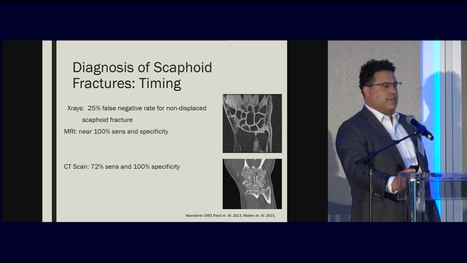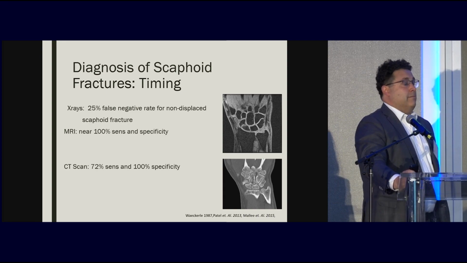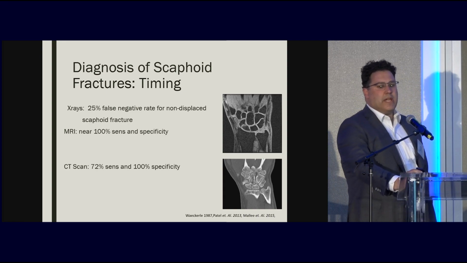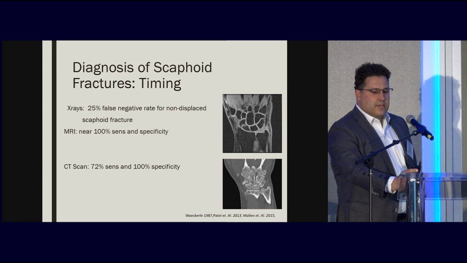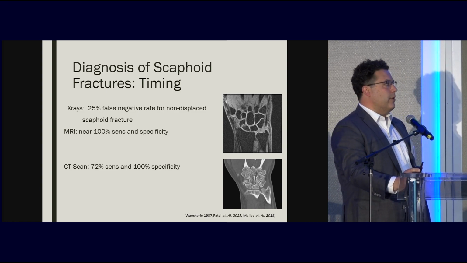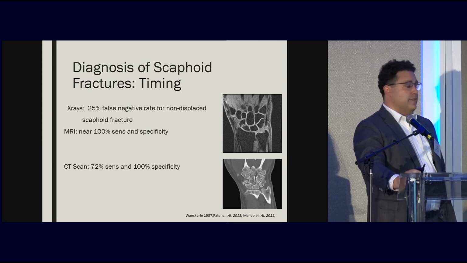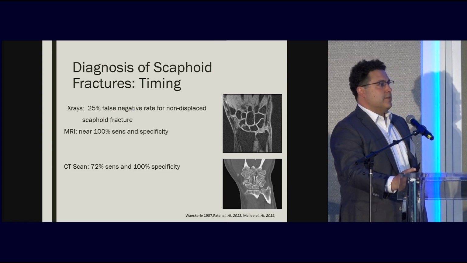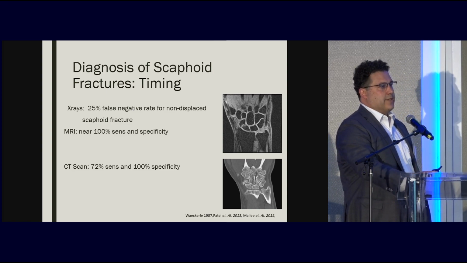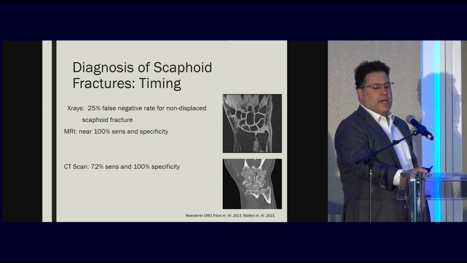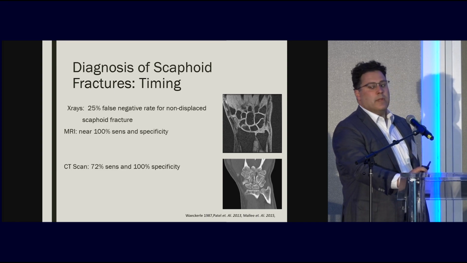So when somebody comes into the ER and they've fallen onto the wrist and they have pain in their wrist and they continue to have pain, you're probably gonna wanna order advanced imaging. We know that MRIs of the wrist have a near 100% sensitivity and specificity for scaphoid fractures. So if you're looking for an occult scaphoid fracture, my imaging of choice would be to get an MRI.